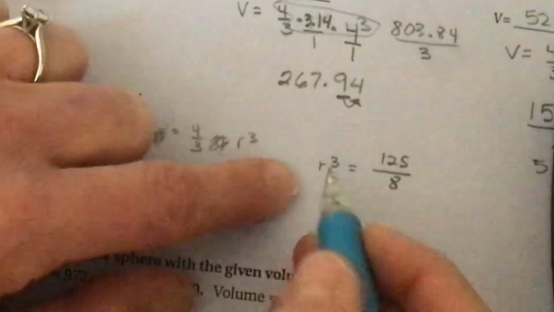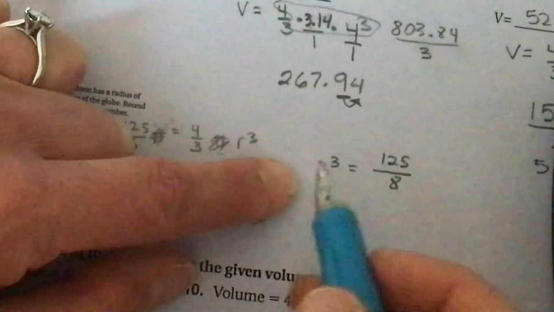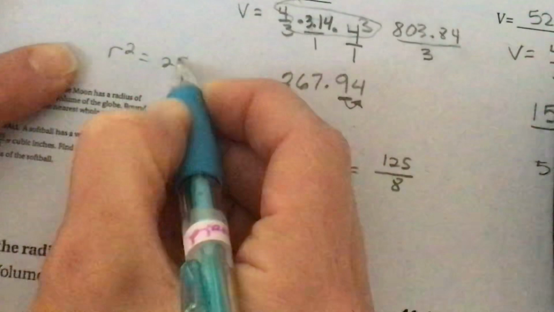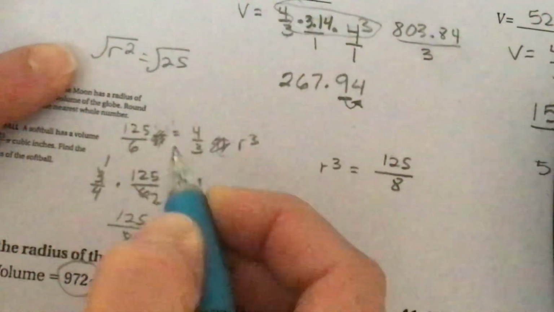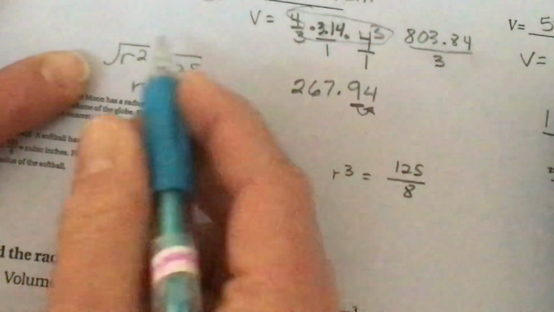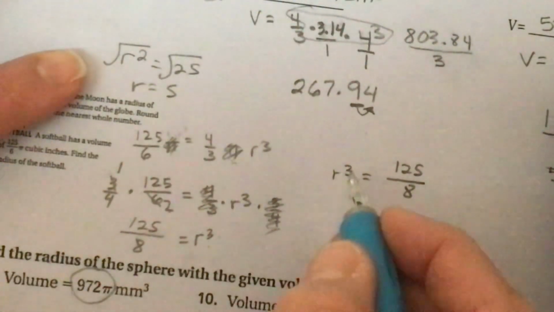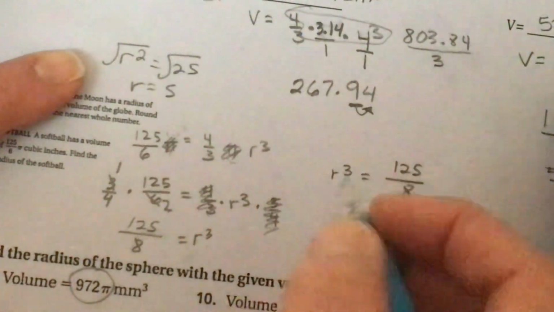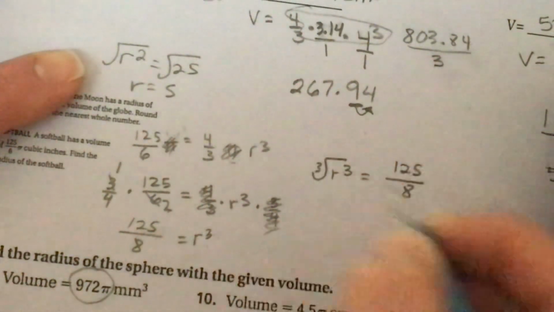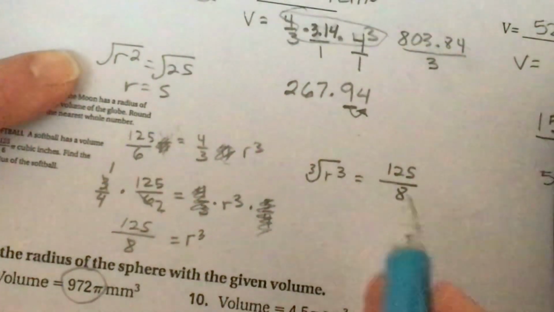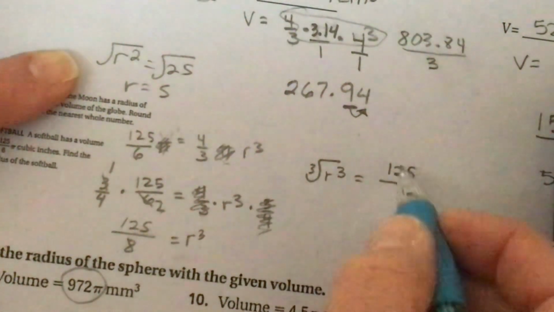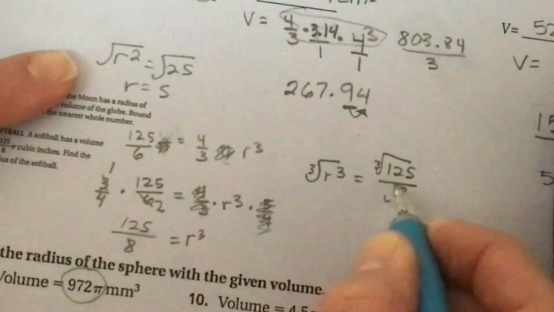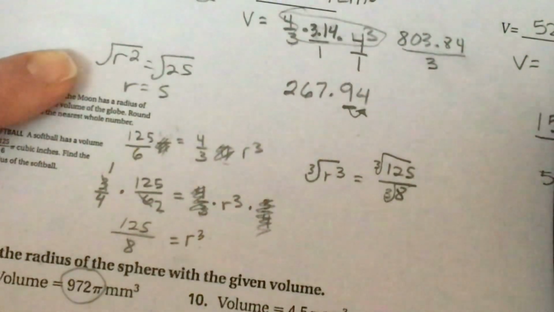125/8, okay? So to get my r alone, remember what's the opposite of cubing? The opposite of squaring is square root, right? So r would be 5 if we were doing this. But we're not squaring, we're cubing. So the opposite of squaring is square root, and the opposite of cubing is cubed root. So we're going to cubed root this side, and what I do to one side, I have to do to the other. Luckily, these are both perfect cubes. So the cubed root of 125 and the cubed root of 8 are both perfect.